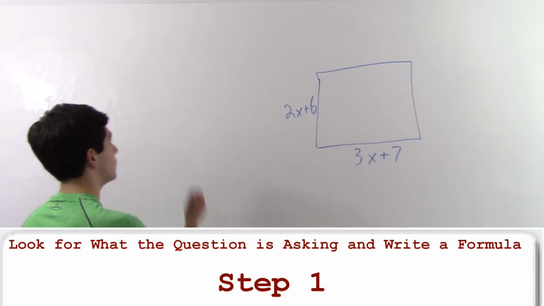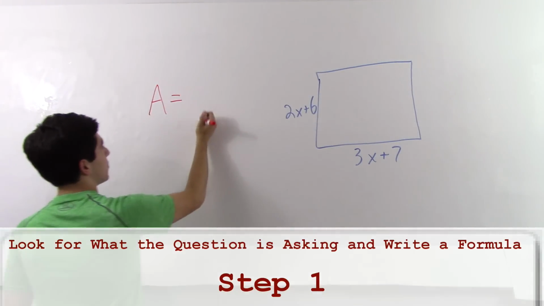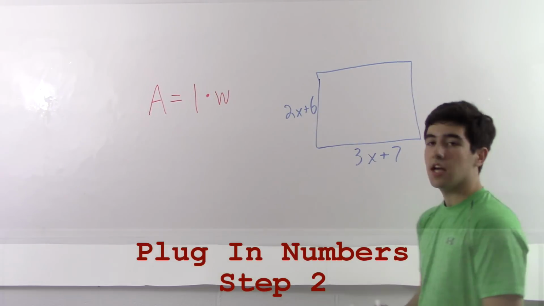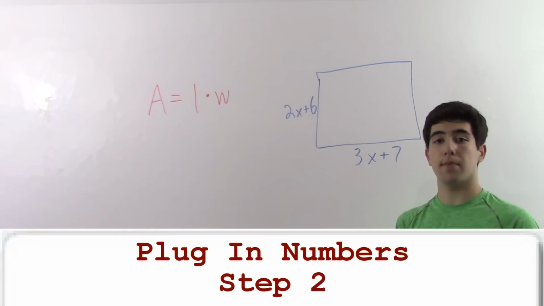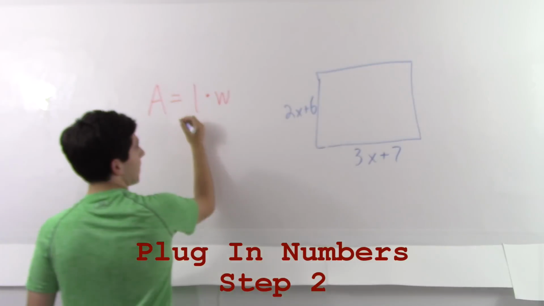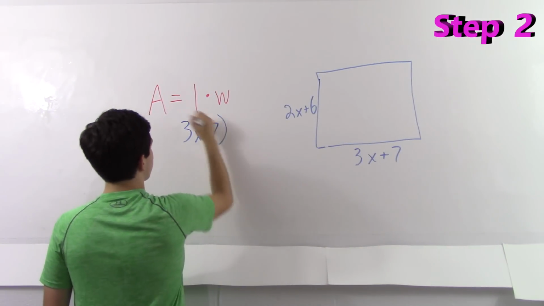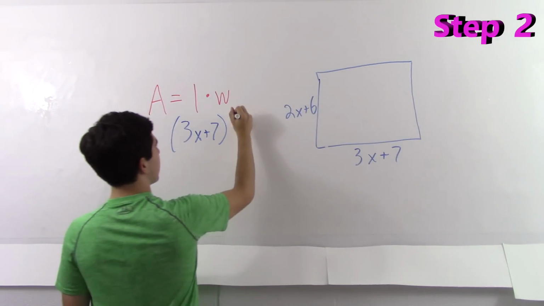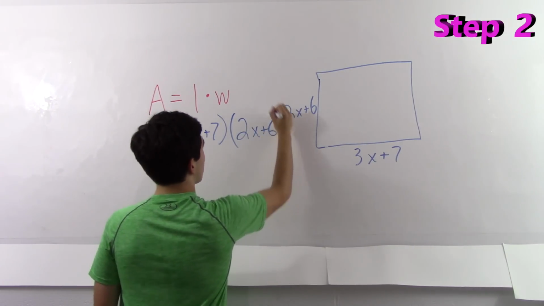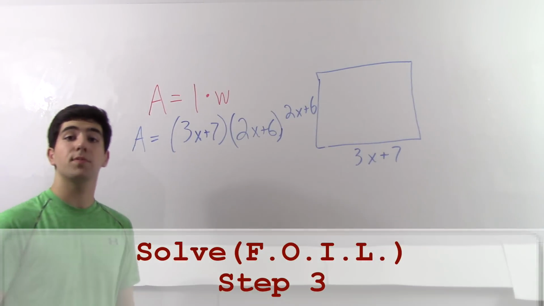So what I like to do for step 1 is write A for area equals, and then write what's being represented, length times width. The second step is to plug in your numbers. So this is my length, which is 3x plus 7. And it's always good to change it to parentheses. And my width is 2x plus 6. Our third step is to solve. I know that this is two binomials, so I'm going to be using FOIL.